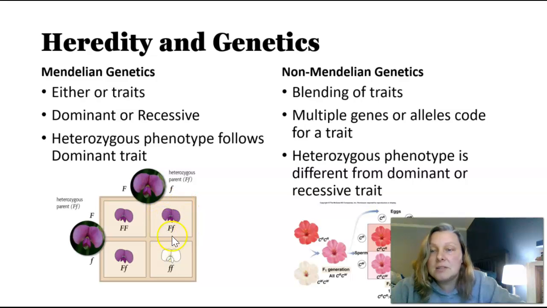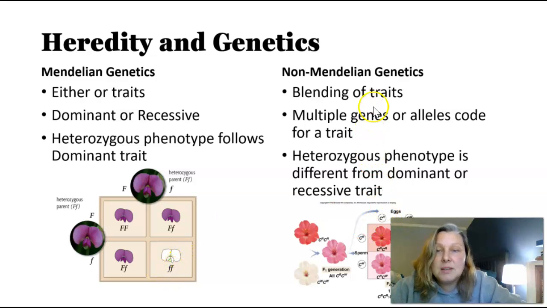Over here, you also see a purple flower, but it's got a dominant trait and a recessive trait. And remember, one of these Fs is on one chromosome and the other one is on the other chromosome, maybe number 1 or number 2. The reason why it's purple is because these are Mendelian genetics and you only have either or. You have the dominant trait or the recessive trait. And here for these flowers, the recessive trait is white. So you see the only way that you can get white is lowercase f, lowercase f.